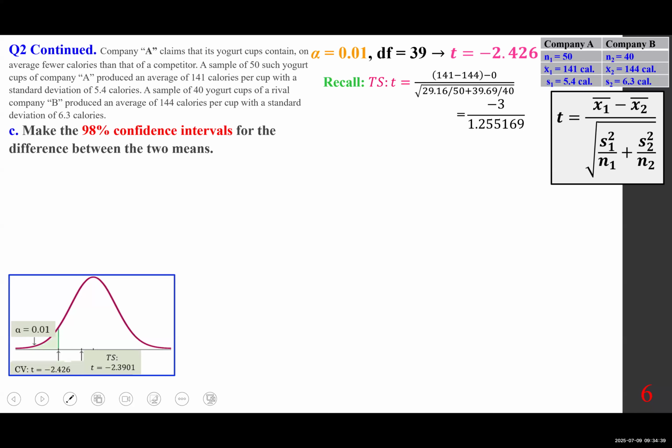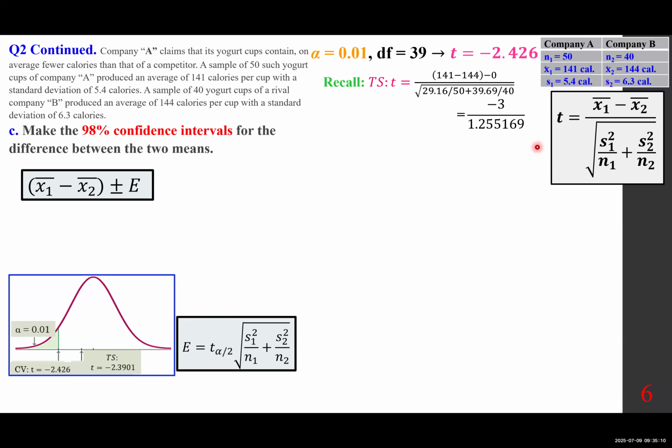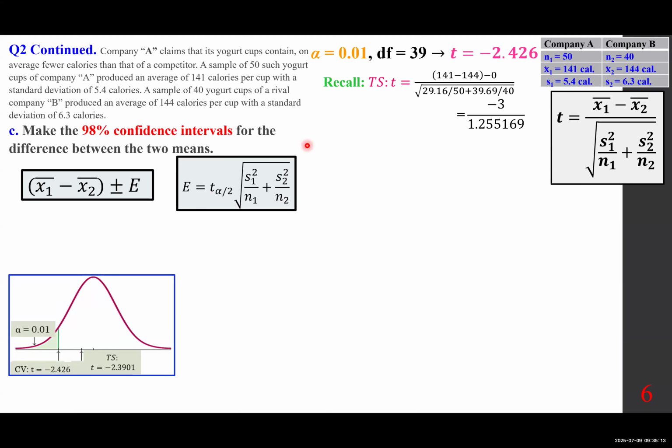All right, we want to find the 98% confidence interval for the difference between the two means. And this is the information we found in the previous page, and I want to show you why we need that. As you recall, the confidence interval for the mean was x bar plus or minus E. Now it's x1 bar minus x2 bar plus or minus E. And so we need to calculate the E. The E has the following formula: E is t alpha over 2 times the square root of S1 squared over N1 plus S2 squared over N2.